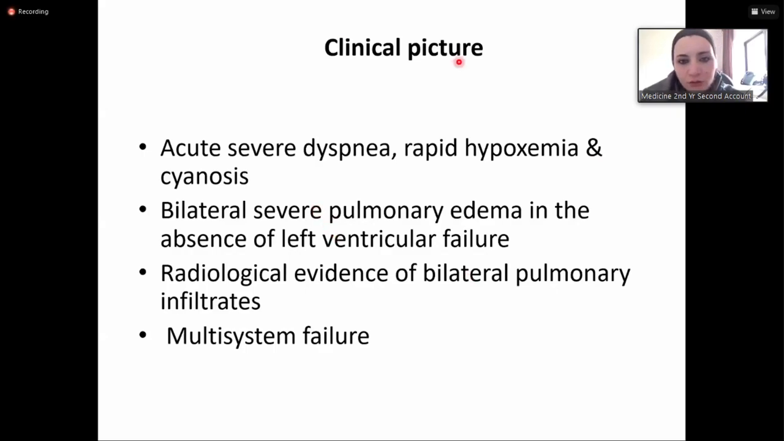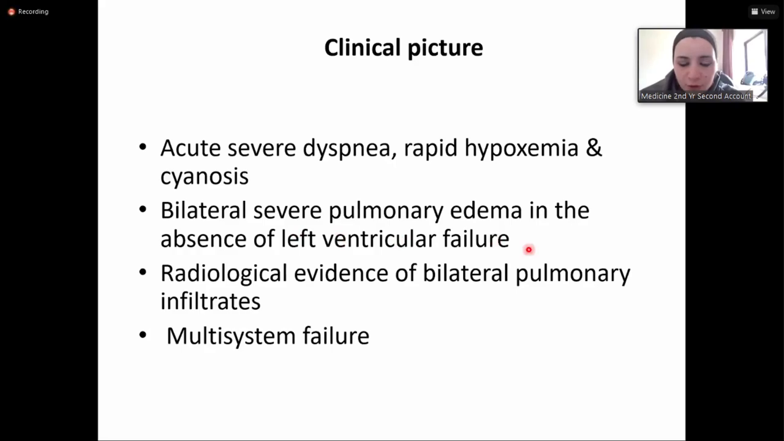Clinical picture. As we said, it's an acute onset of severe dyspnea, rapid hypoxemia, and cyanosis. All of a sudden, the patient has difficulty in breathing, becomes cyanosed, slightly bluish in color, and develops hypoxemia, a decrease in the O2 pressure.